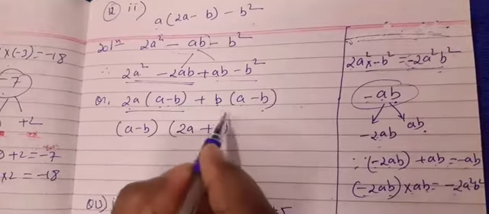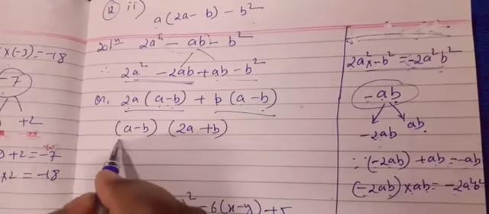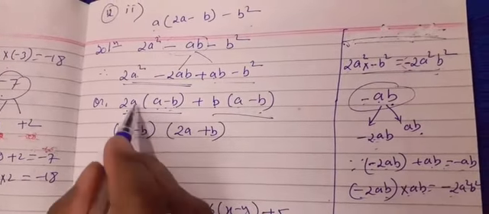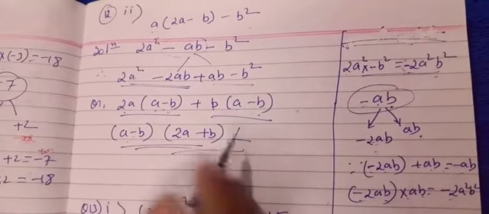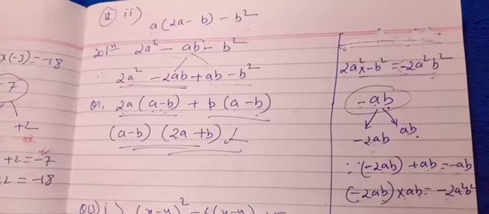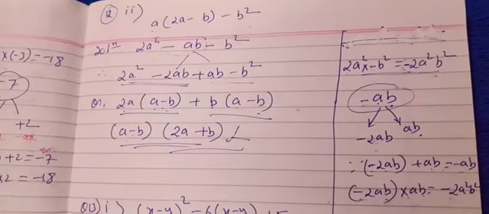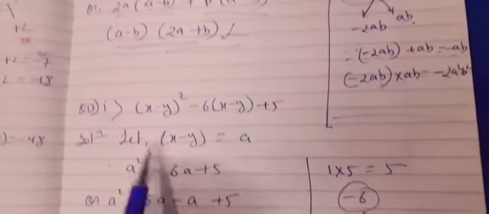Now there are two groups. From both the groups a minus b is a common factor, so we have taken it out. So in the second bracket 2a plus b will be left, and this is your answer. These are the two factors of your given expression.